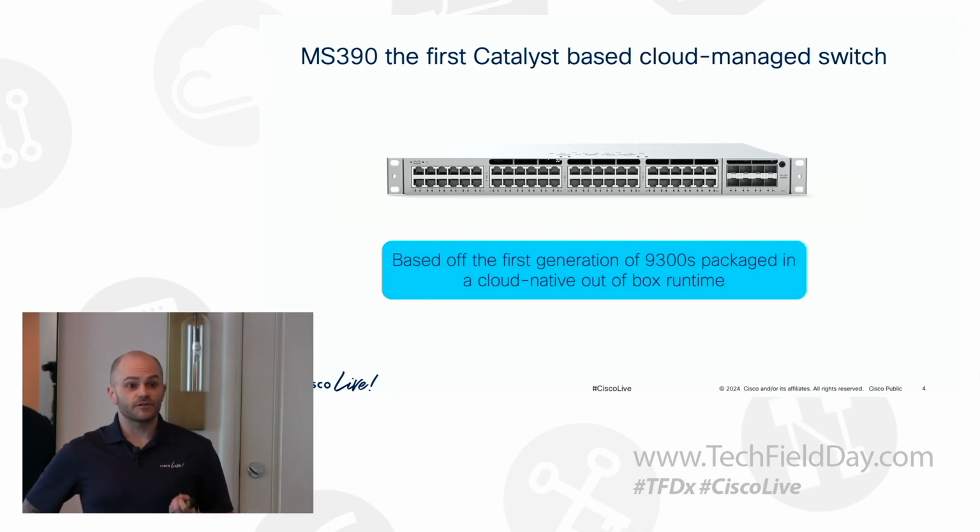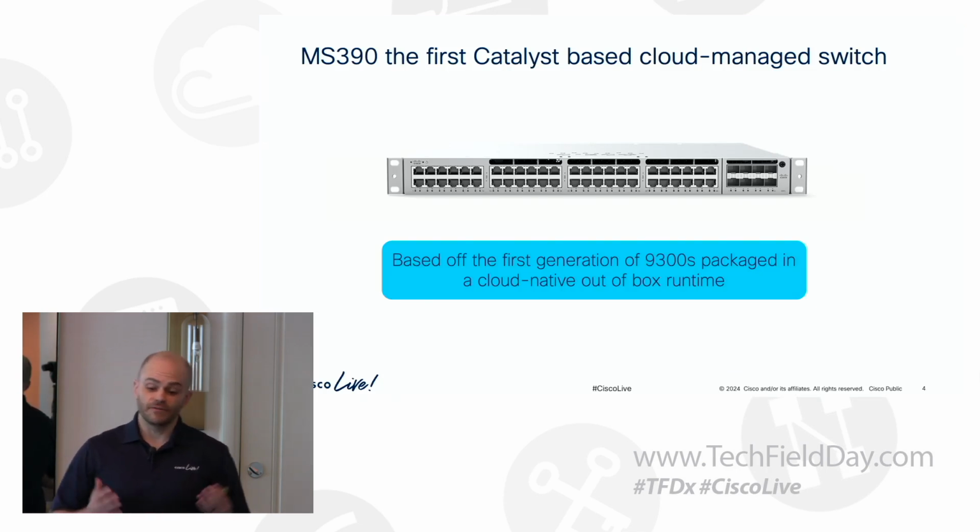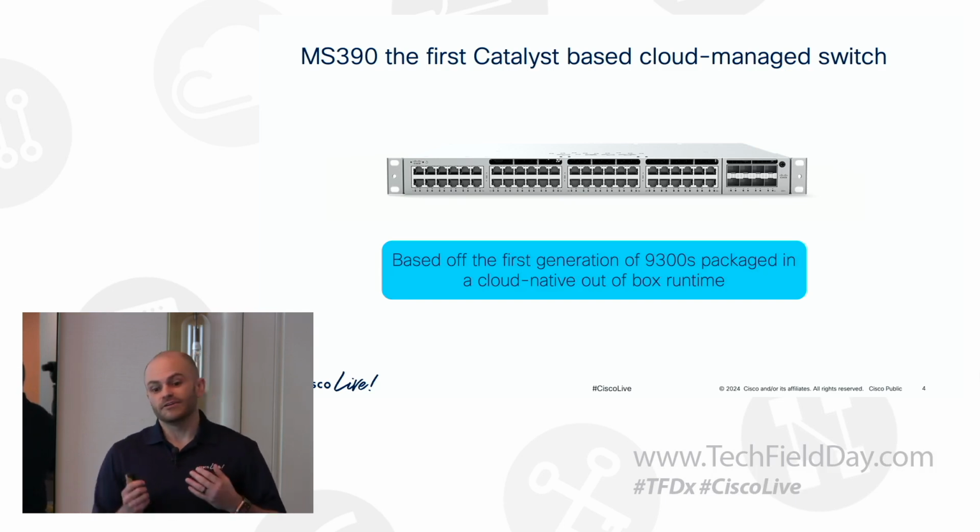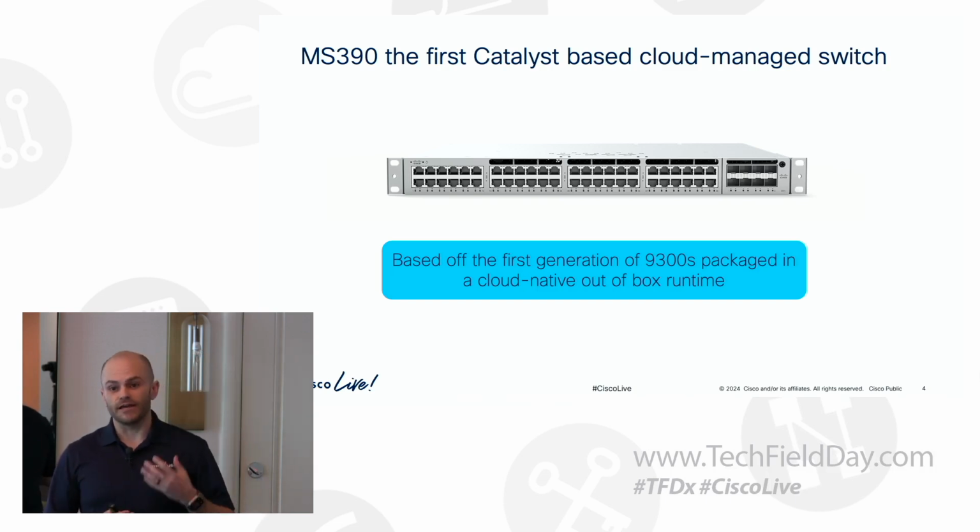But when we first started looking into managing Catalyst, we actually did that with the MS-390. If you're not familiar with the 390, it was essentially a 9300 with a runtime for just being cloud native, allowing us to do the same zero-touch provisioning, but getting us a lot of the hardware benefits and a lot of the really cool stuff that came with 9300s, like NetFlow, adaptive policy, which is TrustSec, a lot of functional things that we've taken advantage of.